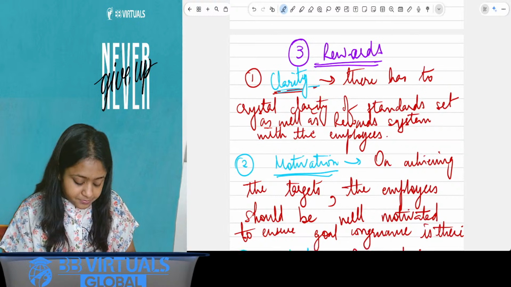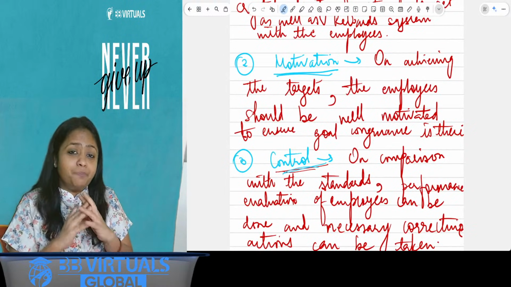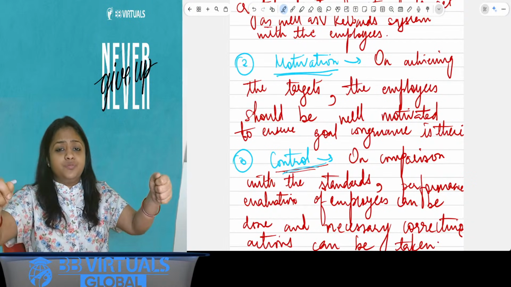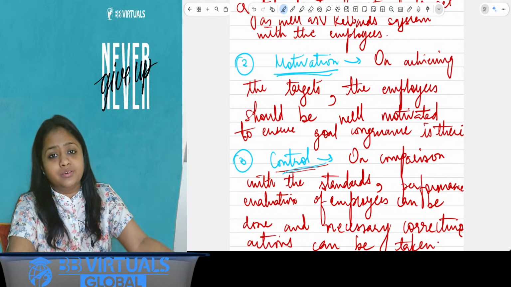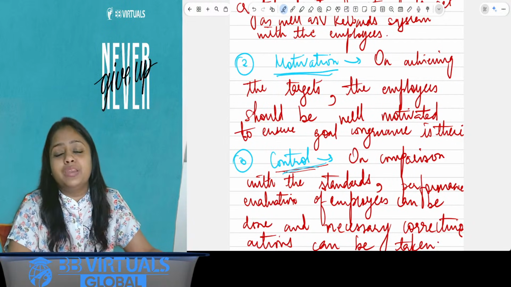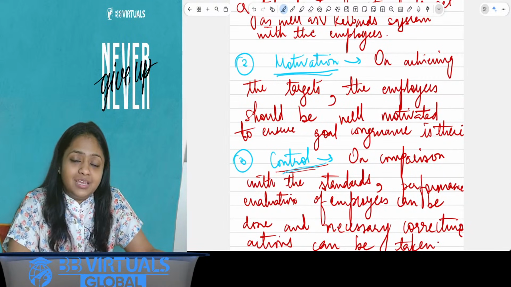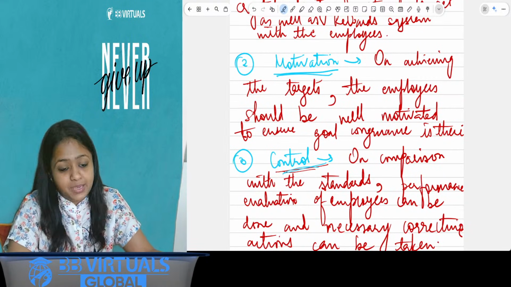Second, they should have motivation. Now they say that you have been the best employee of the year, and they just give you one certificate and say, okay, bye bye, this is what you get. Is this motivational? No. You will find motivation when you get a bonus, when you get a holiday tour, for example. So something in financial terms will be motivating the employee.